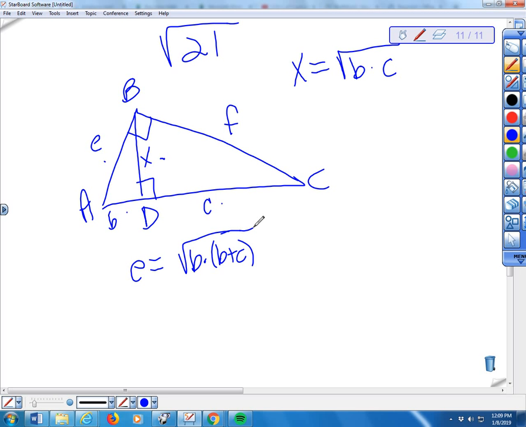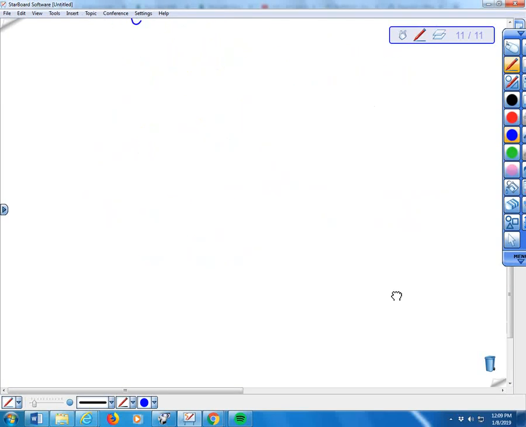And then, given that it's true on the other side, what do you think F is equal to? Square root of C times the whole length. Okay, so let's do just a quick example, and then we'll go through the textbook check.